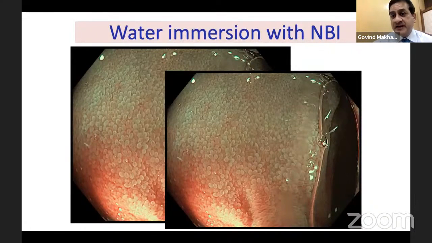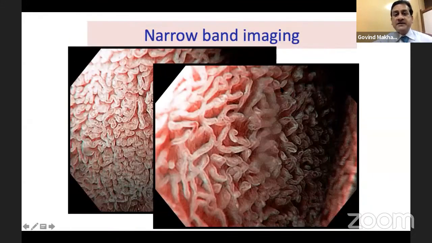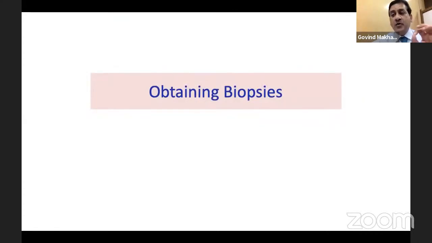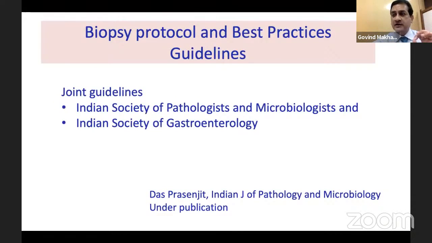Sometimes, just for academic interest, one can look at these villi very nicely on white light and narrowband imaging. You put some water in the duodenum, about 50 or 100 ml of water, and you can see the villi so nicely, also on narrowband imaging. Obtaining biopsy is the key, and a point I want to highlight this evening is that biopsy is the key in making the diagnosis in patients with chronic diarrhea.